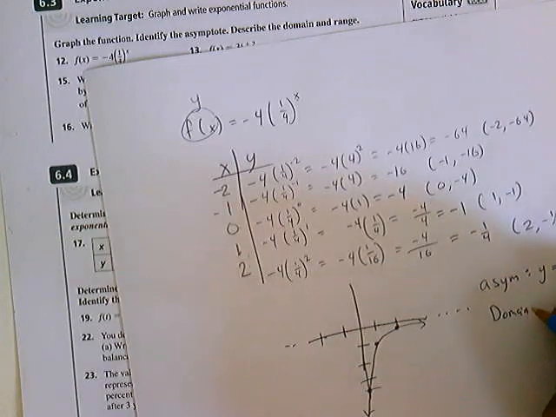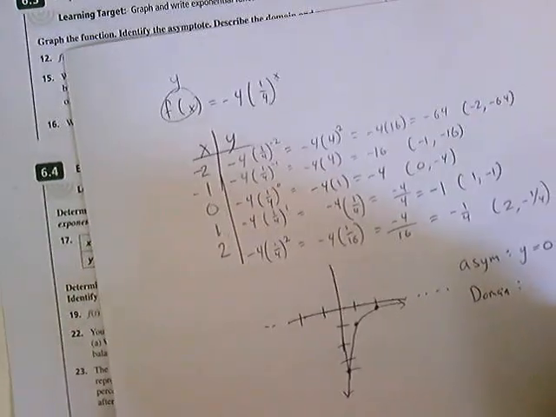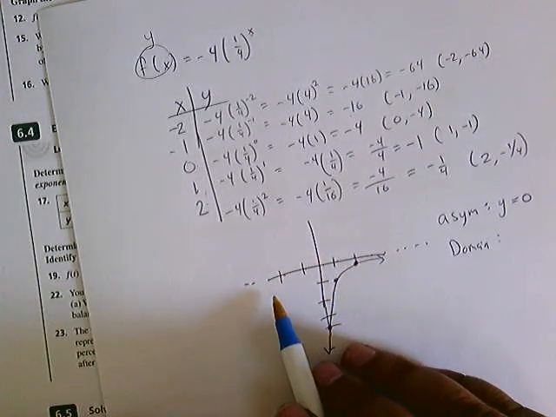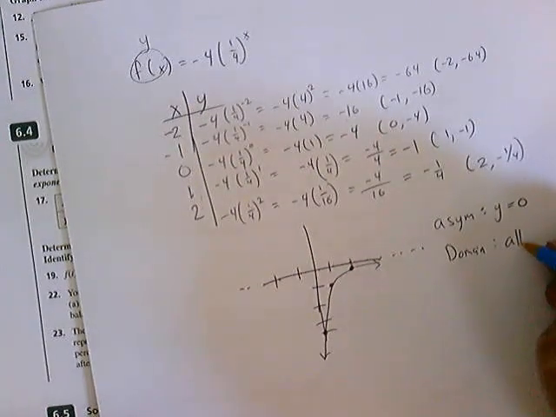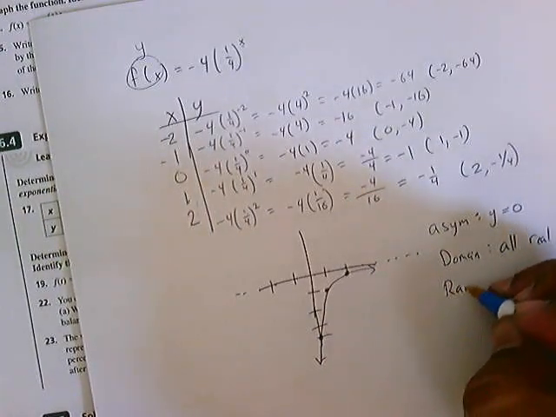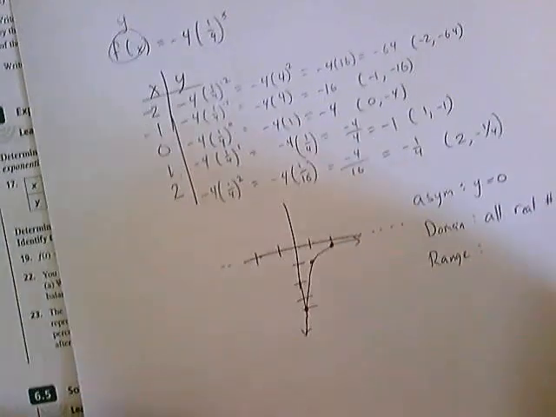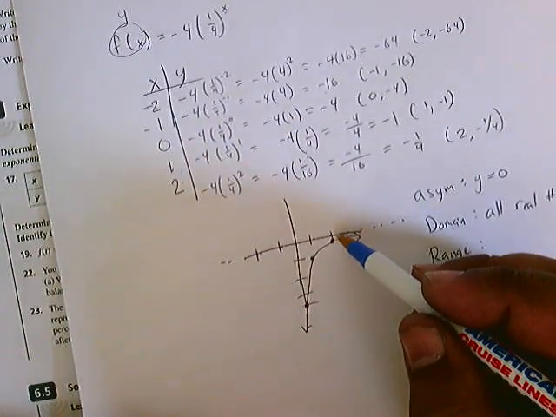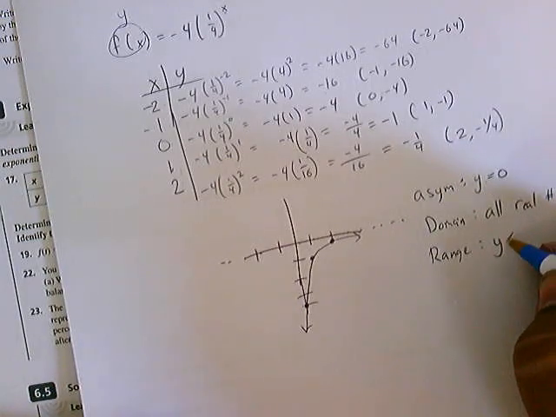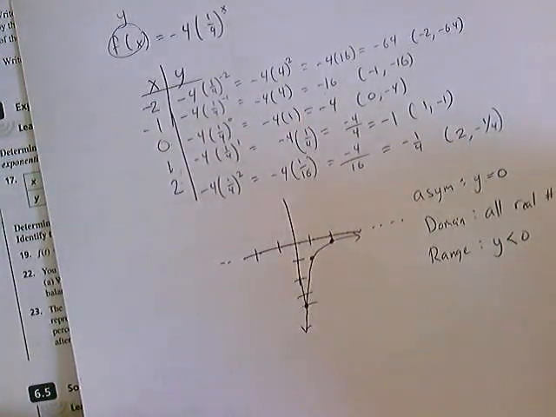The domain would be how far does it go to the right? Forever. How far does it go to the left? Forever. The domain is all real numbers. All right. Finally, the range. As you can see from the graph, it's all of the numbers below the asymptote. So it's all of the y's less than the asymptote. That's my asymptote, that's my domain, that's my range, that's my graph. That's how you do number 12.